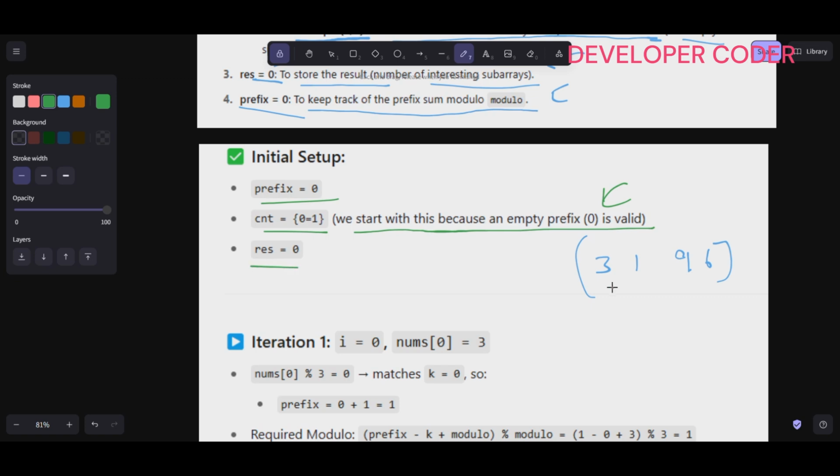Now we are at this particular position, my i is at this particular position. nums of 0 value is 3. Now here I take nums of 0 modulo 3, and I get 0, which is equal to the k value.